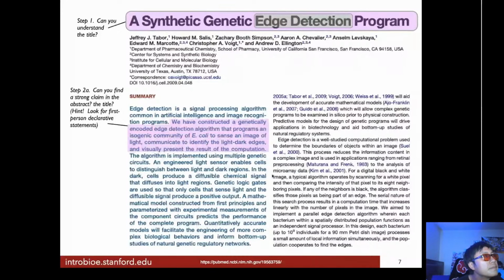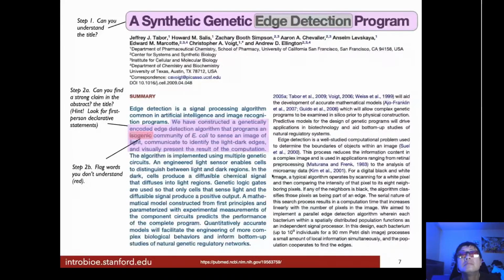And just like with the title, is there any word in here I don't understand or I want to brush up on before I go further? We have constructed a genetically encoded edge detection algorithm. No, these are all good. Isogenic, maybe I want to understand what that means exactly, because that's an isogenic community of E. coli to sense. Yeah, I think I'm okay with all the other words, but I just want to brush up on isogenic. So let me flag that.